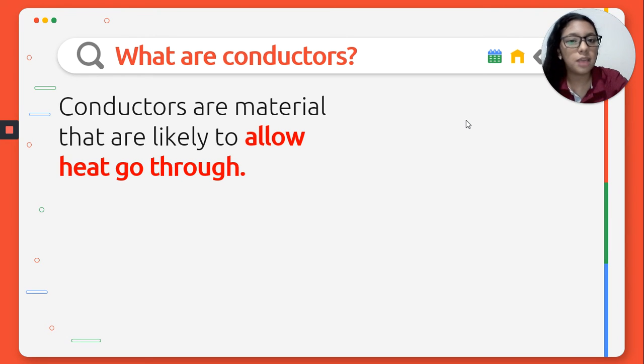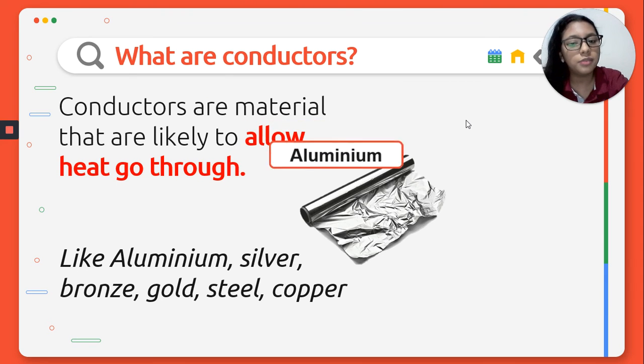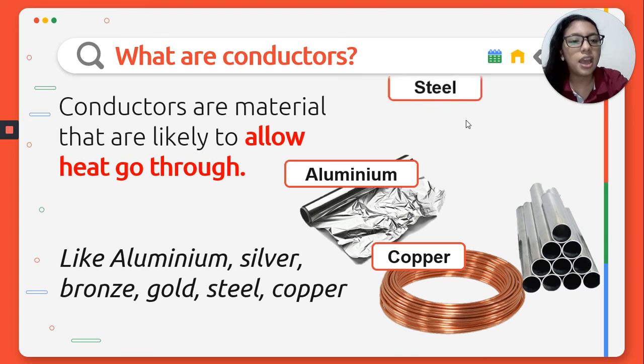And what are some examples of conductors? We have aluminum, silver, bronze, gold, steel and copper. Here we have aluminum, we have bronze or copper, and we have steel.